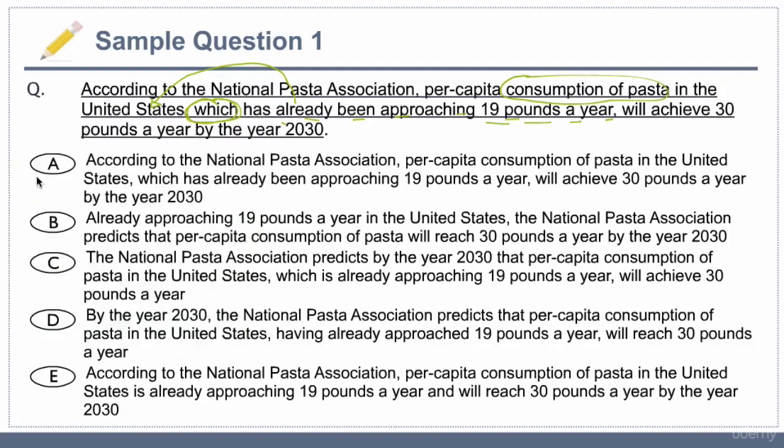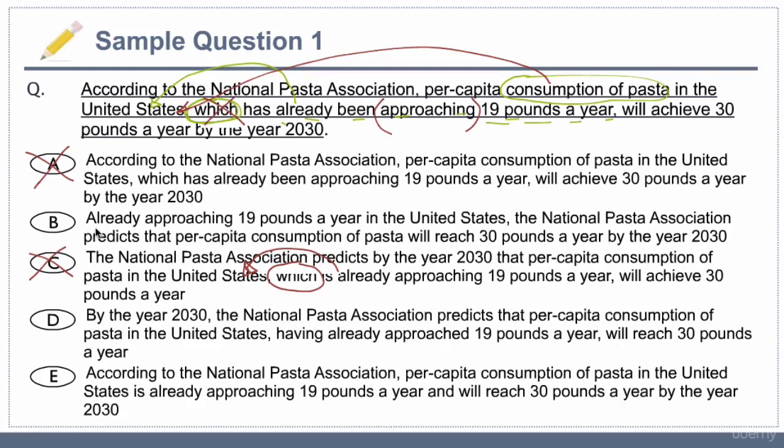So we can get rid of answer choice A because the original is not correct. Do any other answer choices have the same error? Not answer choice B. Answer choice C has the same issue, which introducing modifying information that in theory should refer back to the United States, but clearly doesn't, so C is out. And then how might we resolve this problem, right? So we can move consumption of pasta to right in front of the comma. We could do what I suggested, which is to get rid of the word which and stick with just the present participle, approaching. And actually, that's what answer choice B does.